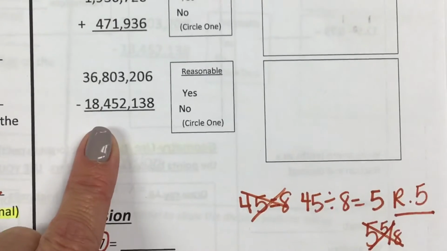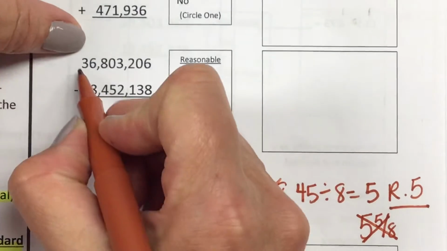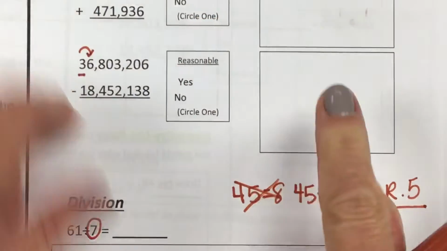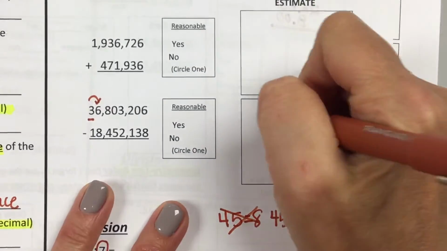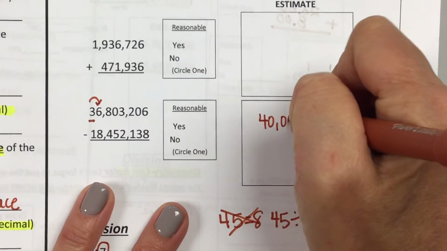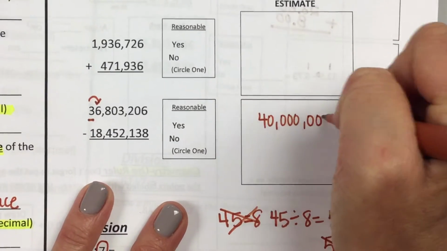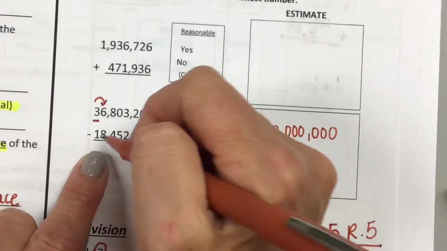Okay, what place are we going to round to? The 10 millions place. Okay, so what is this one going to round to? Gary. 40 million minus, what is this one going to round to?